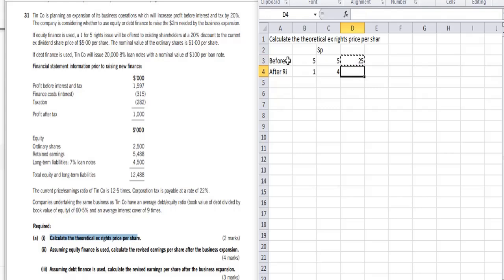Then multiply by the number of shares, and take the total of this and the total number of shares, 6. Okay, so TERP per share equals 4.83. This is quite easy, and it is worth 2 marks.